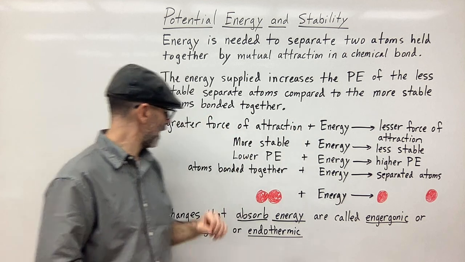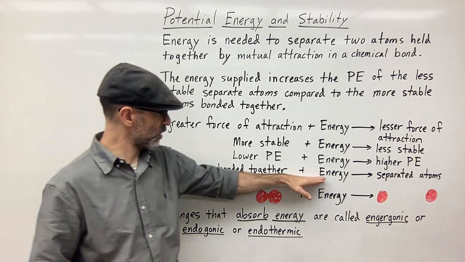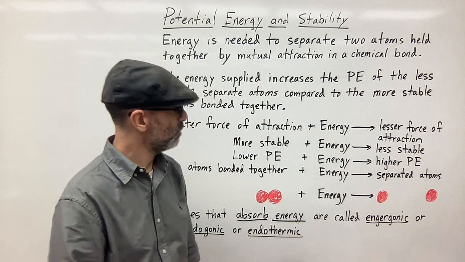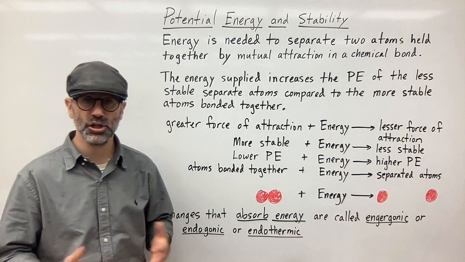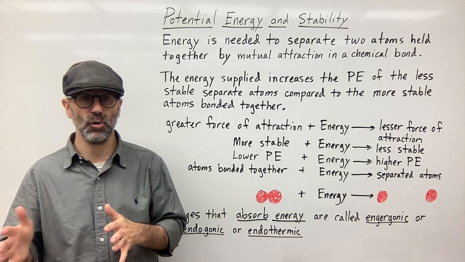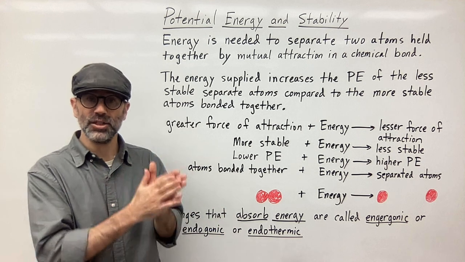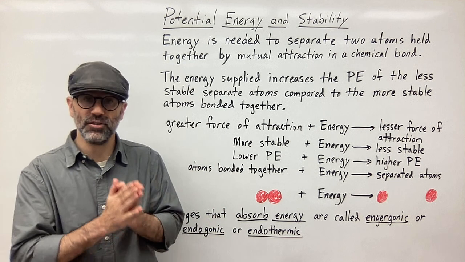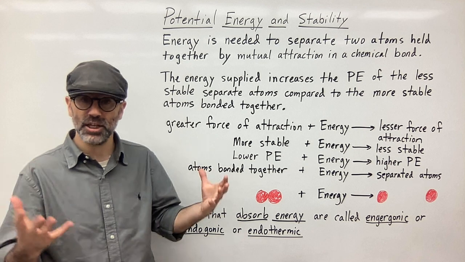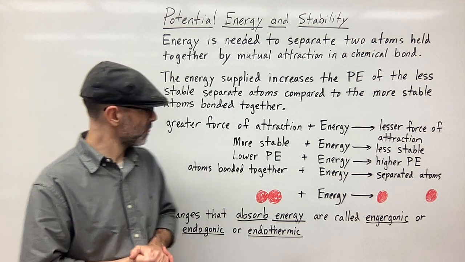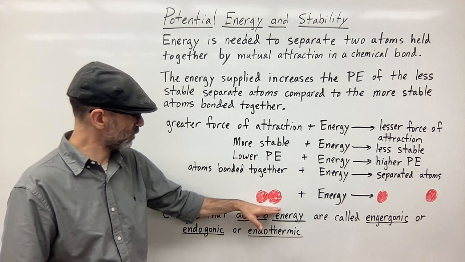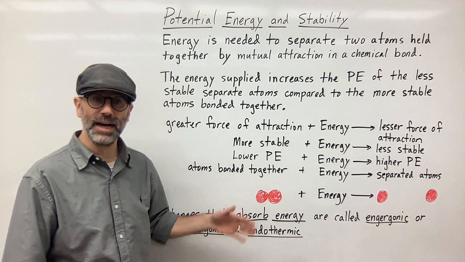separated. And again, atoms bonded together plus energy leads to separated atoms that have a higher potential energy, a larger capacity to do work. Remember, energy is the capacity to work. So higher potential energy means that you have a higher capacity to do work due to the change in position or state. So here I have a picture where I have the two, let's say, oxygen atoms.